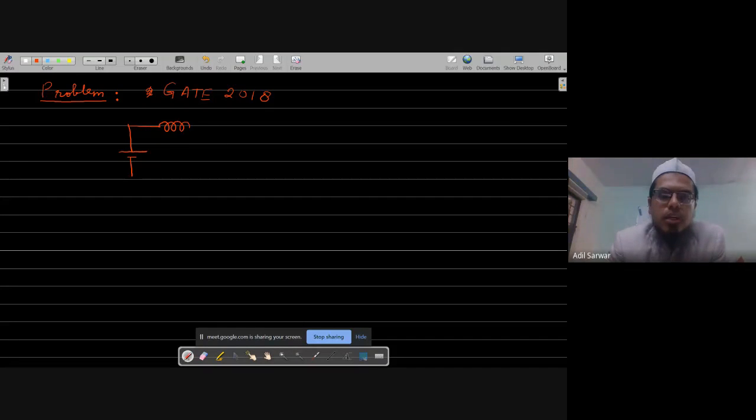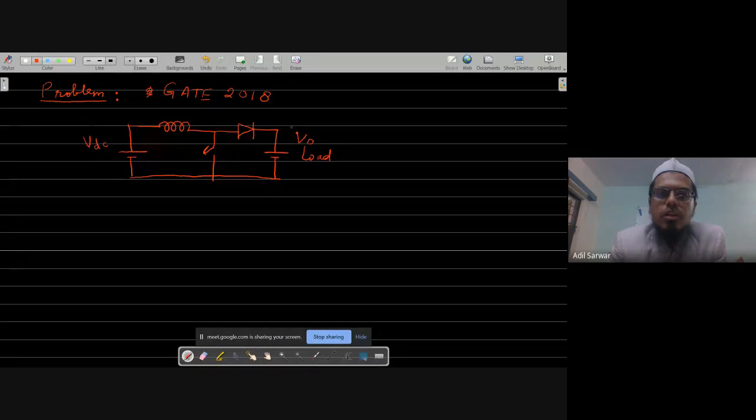So this is a boost converter, and this is an ideal boost converter. So we have got the inductor and the switch and the diode, and finally it is connected to a battery. On the load side, we have got this battery. This is the load, and the load is a battery here. Input is also a DC supply. Let me call it VDC, and let me call the output V naught.